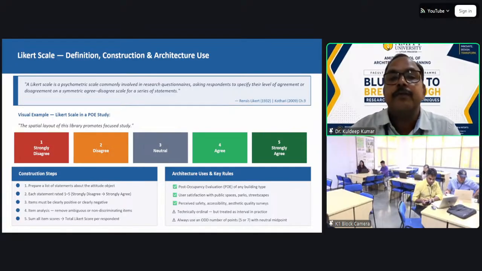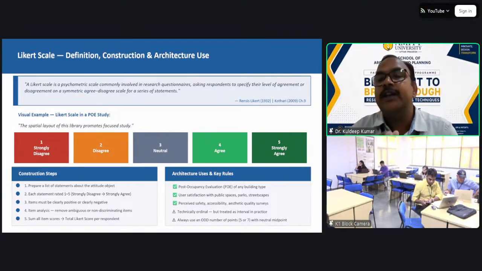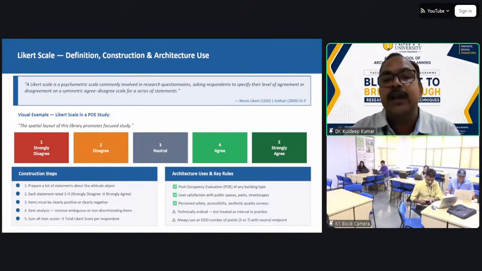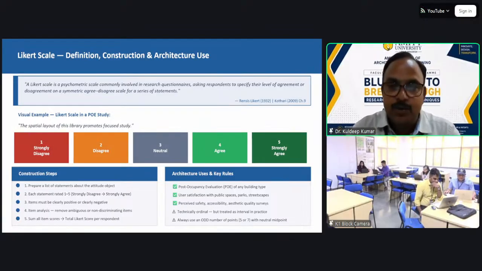Step 2, each statement is rated on a scale of 1 to 5, from strongly disagree to strongly agree. Step number 3, items must be clearly positive or clearly negative in direction. Avoid putting neutral and ambiguous statements. Step 4, it's better to conduct an item analysis. Calculate the correlation between each item score and the total score.